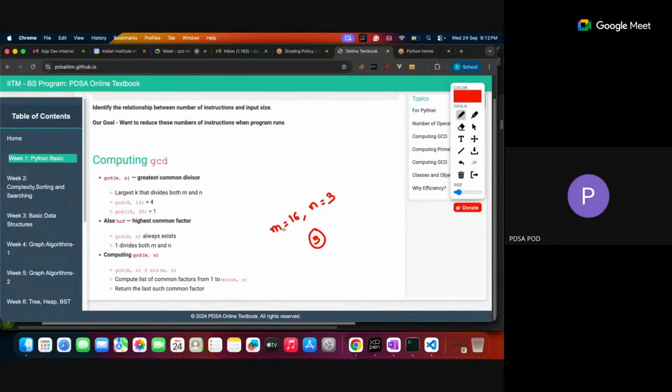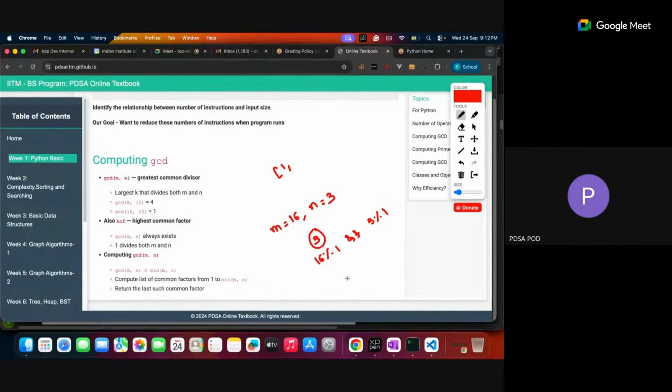So when you are trying to divide 16 and 3, every time what I do is I try to divide 16 with 1 and 3 with 1. So it is divisible. When it is able to divide, this common factor, maybe I will preserve it in a list. Maybe I can call it a list, because it's Python. So 1 is able to divide 16 and 3.